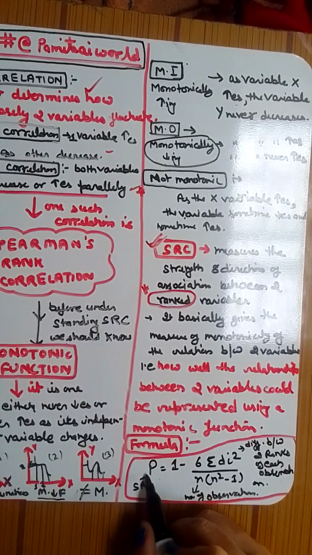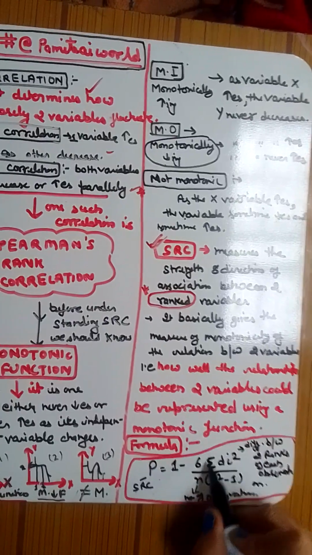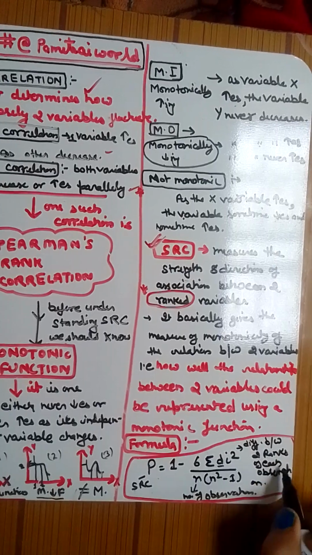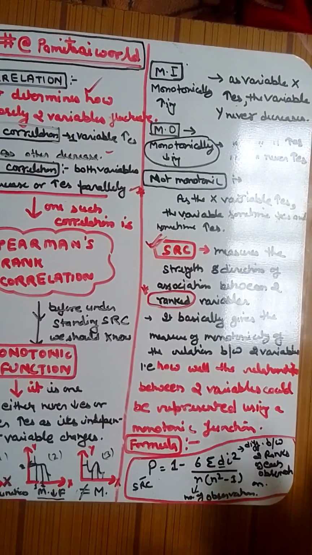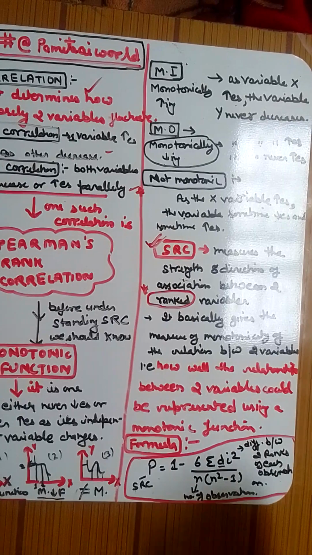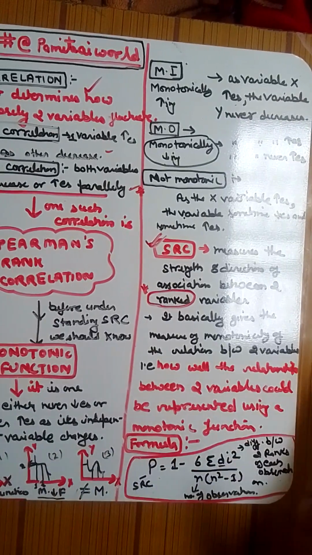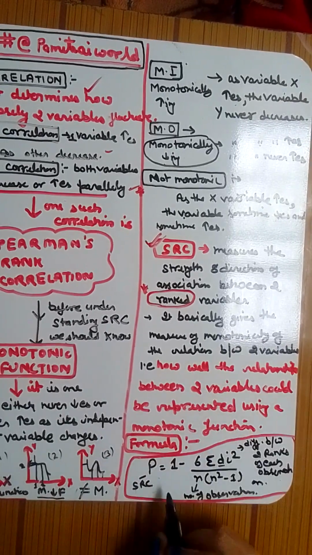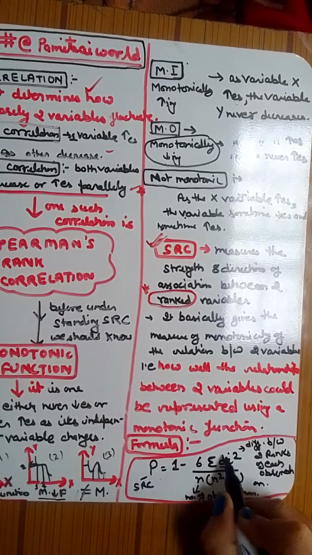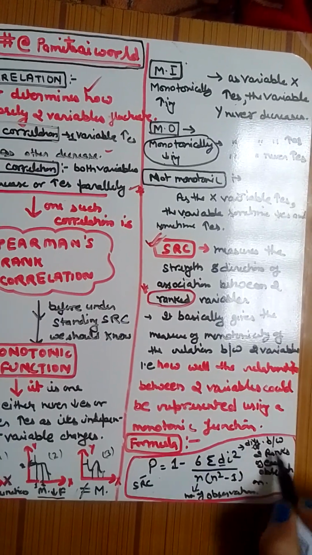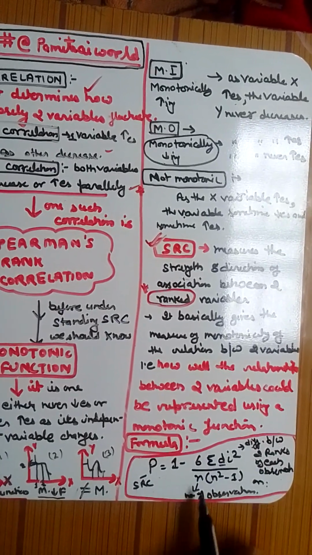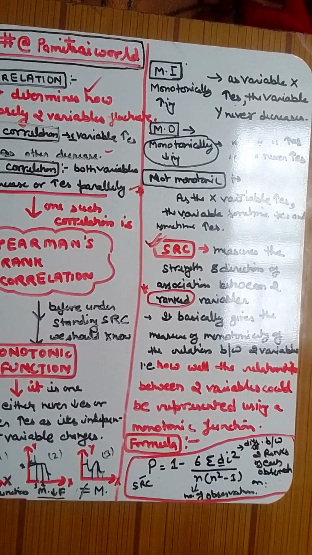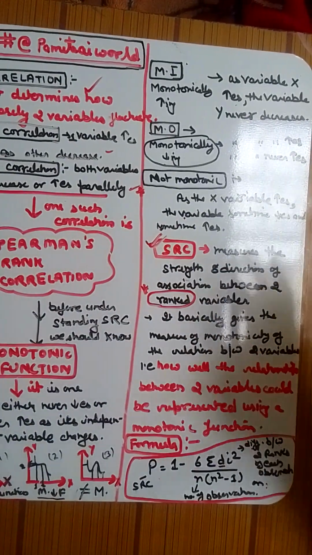So what is the formula? The formula is 1 minus 6 summation of d squared, divided by n times n squared minus 1. Now what is d? d is the difference between the two ranks of each observation. Just understand that formula. After erasing it, I'll teach you the basics with an example so that you can understand. And what is n? n is the number of observations. So this is the only theoretical part all the students should know.